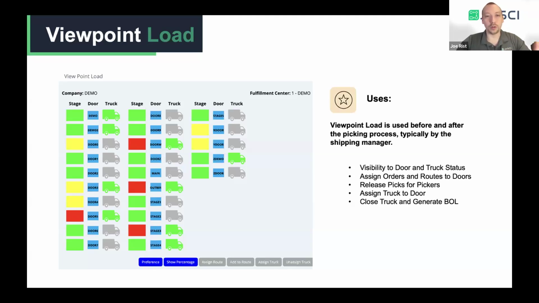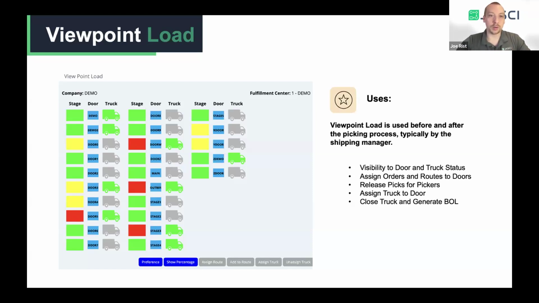Also, after all of the picking's done, this is how you assign a truck to the door. You could see in the image I have some of those doors where a truck actually is assigned, which means typically that that truck has physically arrived. And it's also kind of our threshold for if you're able to load a truck or not. So first you want to assign a truck before you go through the load truck mobile flows. And then this is also where we close the truck after the loading has taken place.